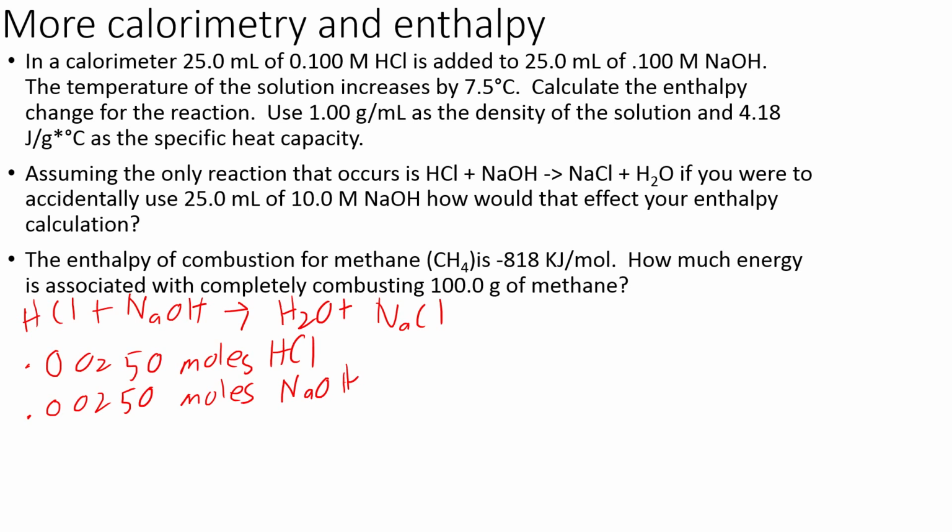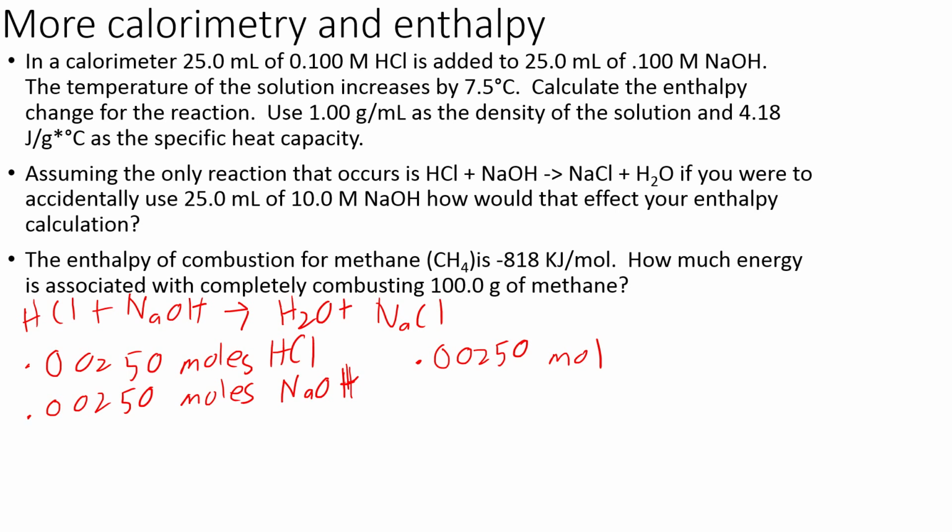So we know that this is a one-to-one reaction, so each of these are present in exactly the right amounts. So it doesn't matter what I use for my limiting reactant, they're both going to run out at exactly the same time. So now I know how many moles of reactions are going to occur. This reaction is going to happen 0.00250 mole times. That's how many times I'm going to get the reaction. So that's how much sodium chloride I'm going to make, for example.